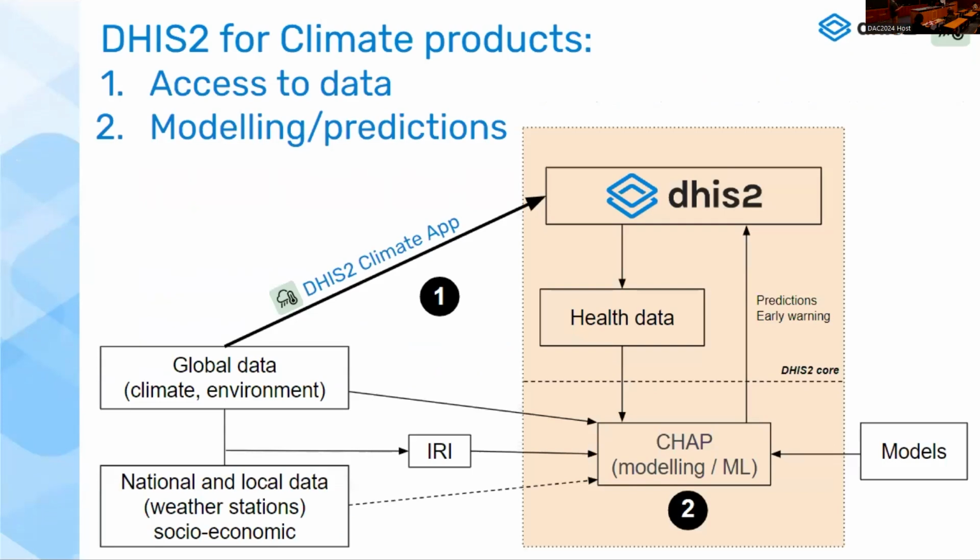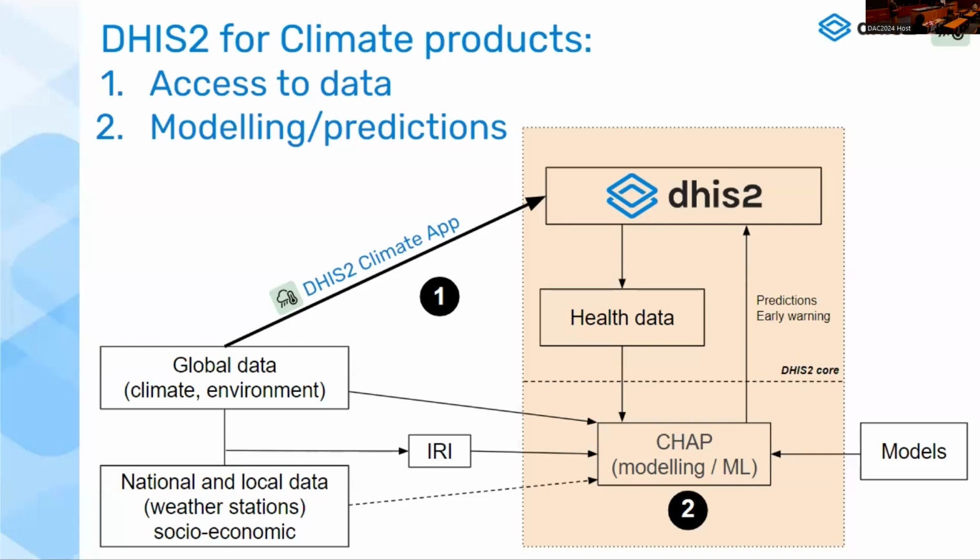And then we are also checking if this data is useful in itself in DHIS2. Is it useful just to import climate data aligned with the org units you have, the districts you have, directly into DHIS2 so people can see how the climate is and is changing for your districts?